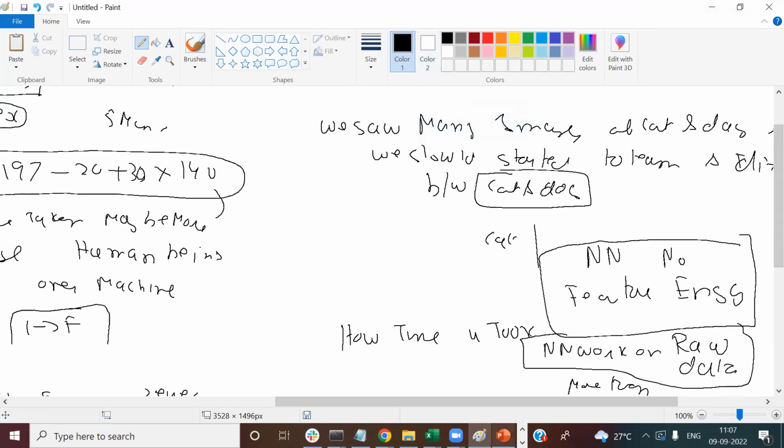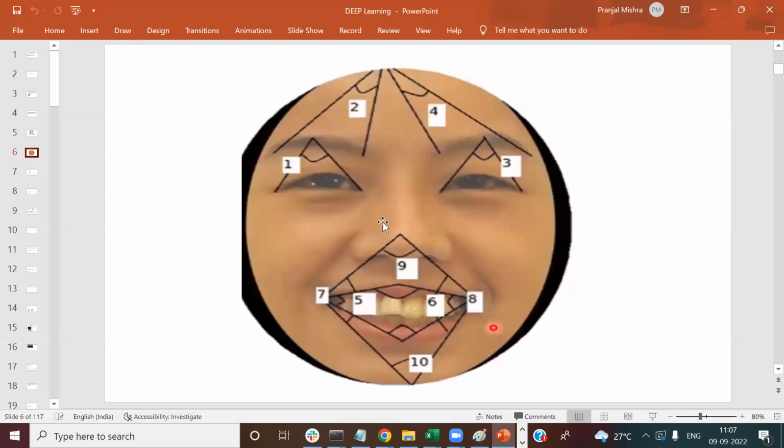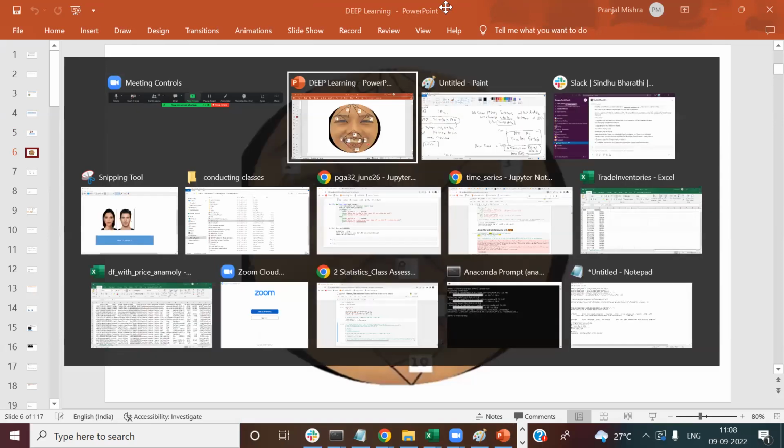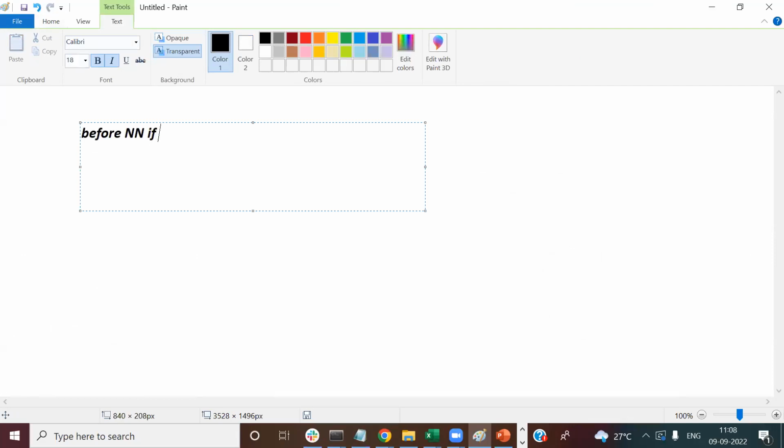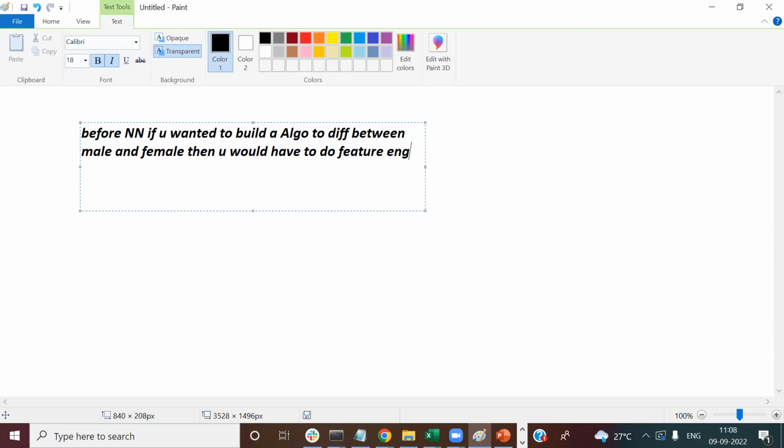Okay. The best way of extracting the feature is something like this. ये image सबको दिख रही है? Yes, sir. Okay. So let me say before neural networks, if you wanted to build an algorithm to differentiate between male and female, then you would have to do feature engineering, like in this picture.